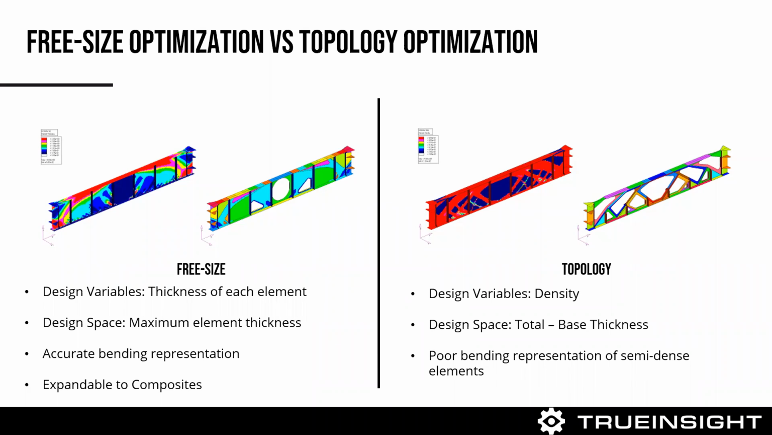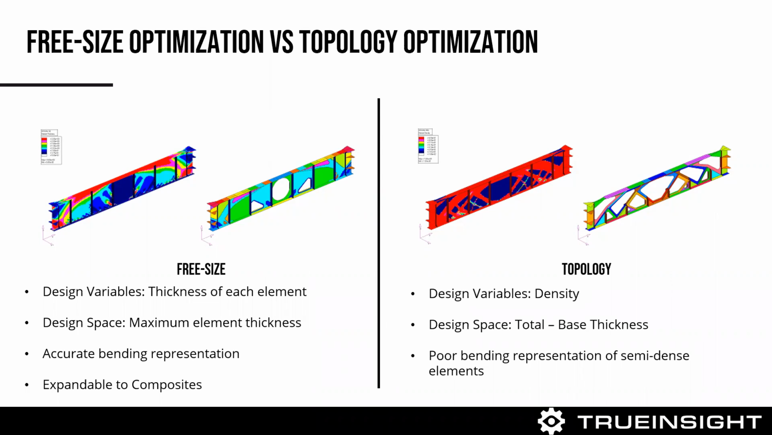Free size optimization can be very valuable because it allows you to specify the thickness of each element, and it can be variable thickness across the system. Why has this become very useful? If you're designing within composites, it's really important to have a good bending representation. Otherwise you're not going to get very valid results.